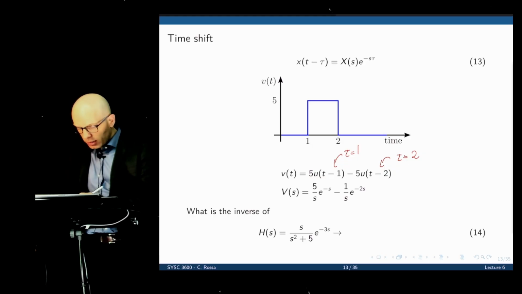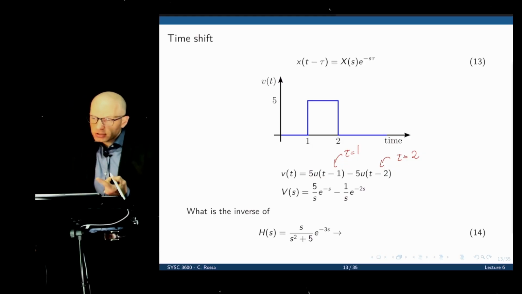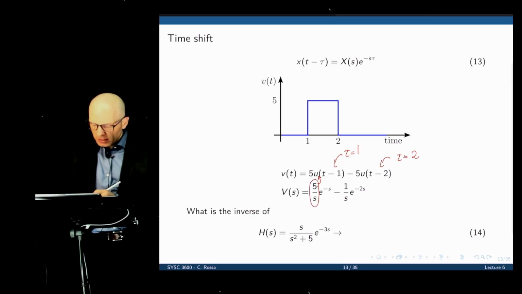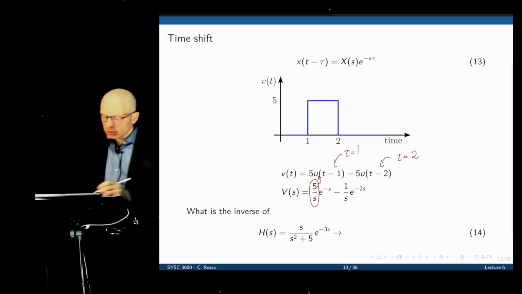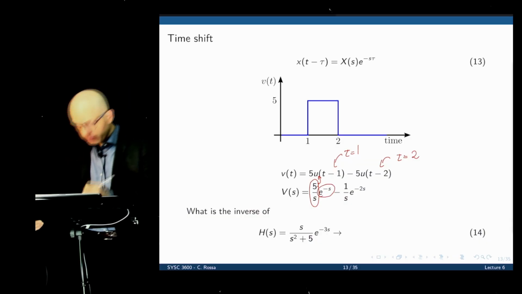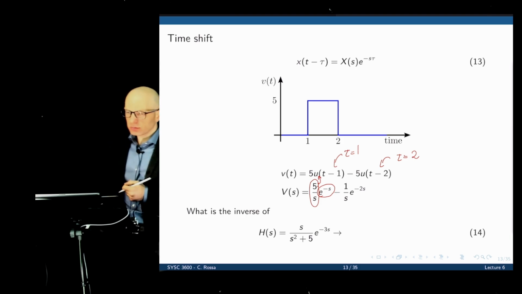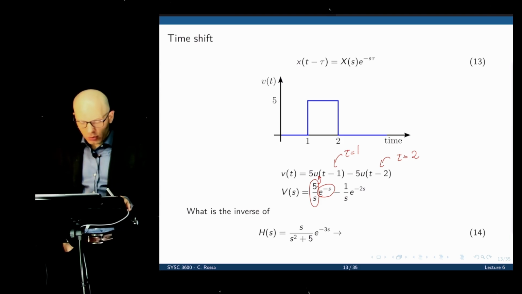We have a step function, so the Laplace transform of the step function is simply 1 over s, the magnitude is 5, so you have 5 over s. That's the Laplace transform of u of t. But because it is shifted over time, we add this additional element, exponential of negative 1 times s, which accounts for the time delay of 1 second. Same goes for the other function.